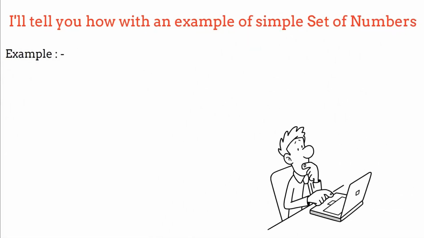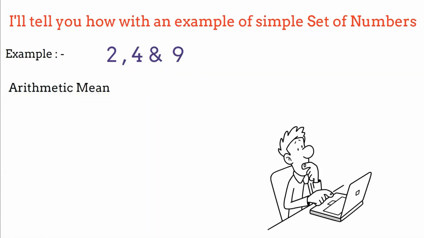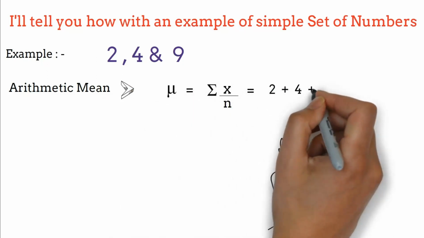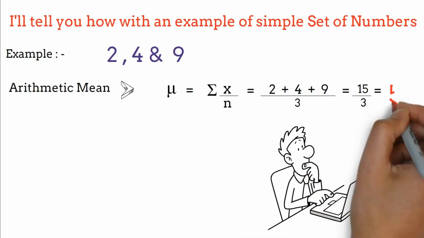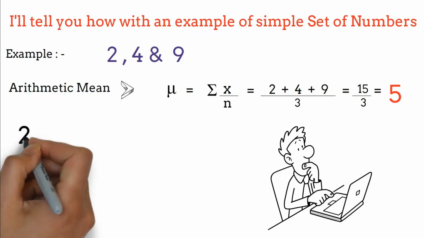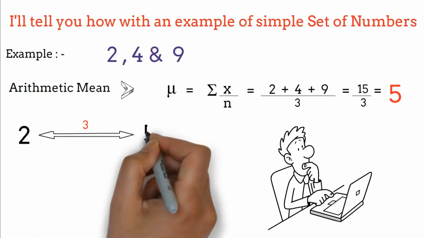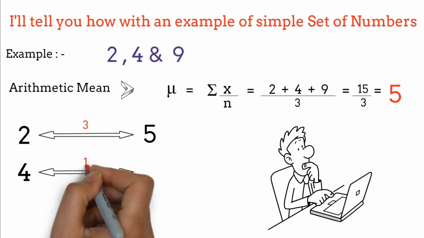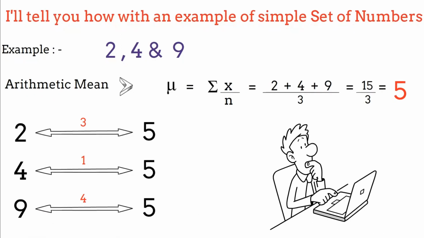Let's take an example: 2, 4, and 9. If we calculate the arithmetic mean, mu is equal to sigma x by n, which is 2 plus 4 plus 9 divided by 3, which becomes 15 by 3, which is 5. So here the value 2 is 3 away from the central value 5. Similarly, 4 is 1 away from the central value 5, and 9 is 4 away from the central value 5.